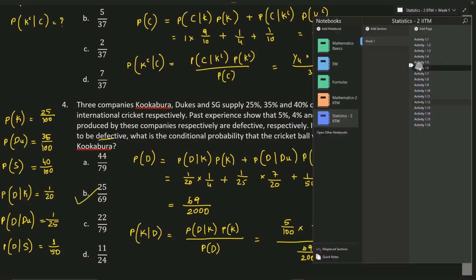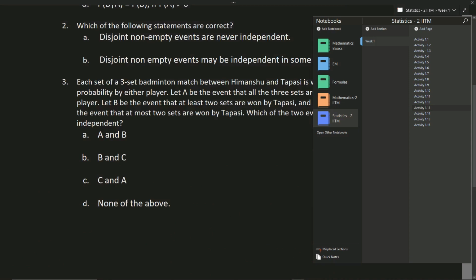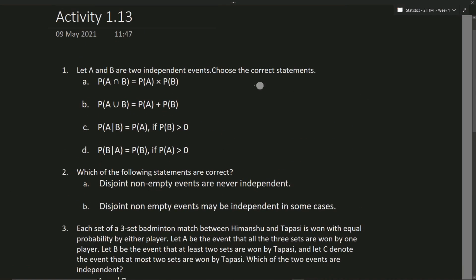So moving on to activity 13, we have the first one: A and B are two independent events, choose the correct statement.